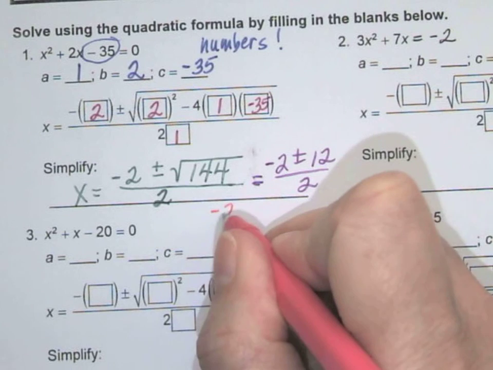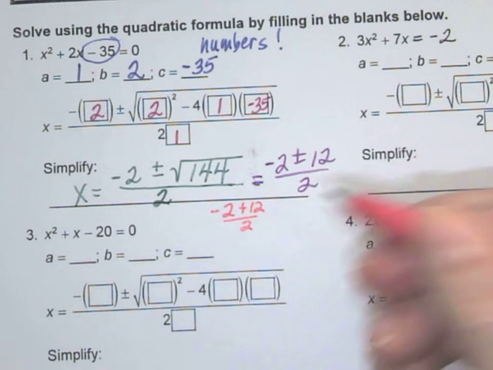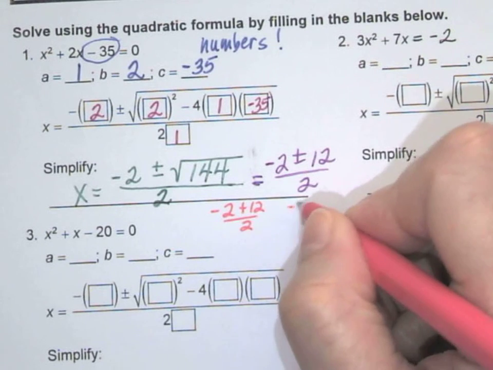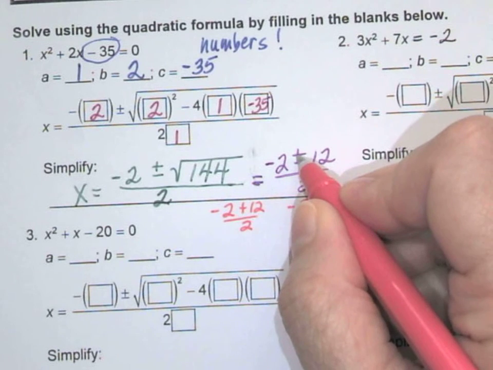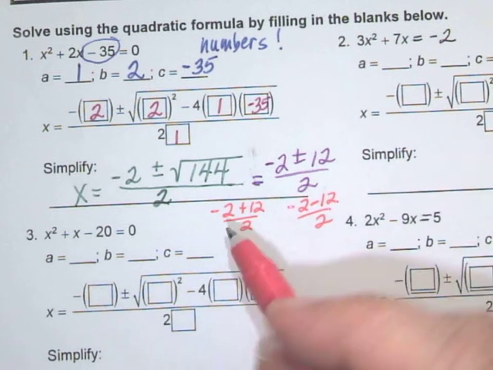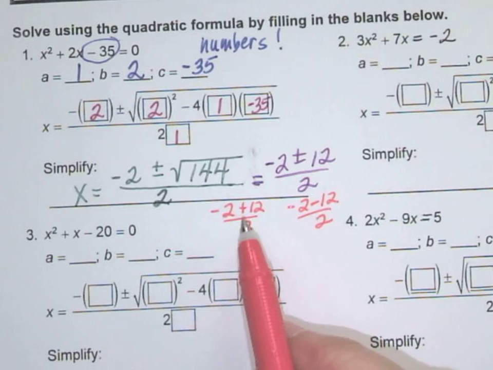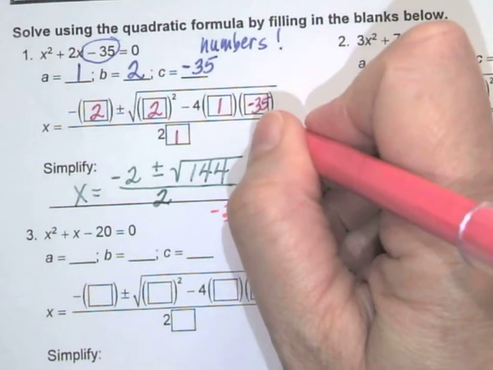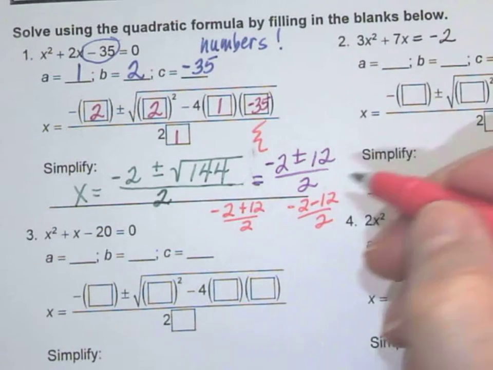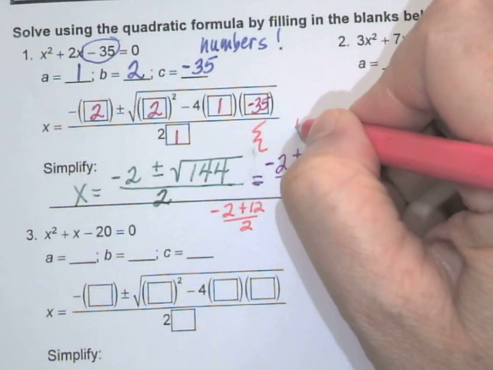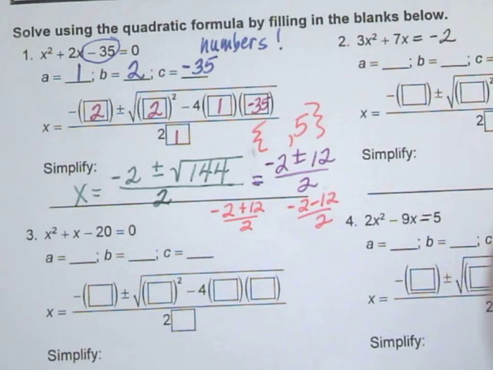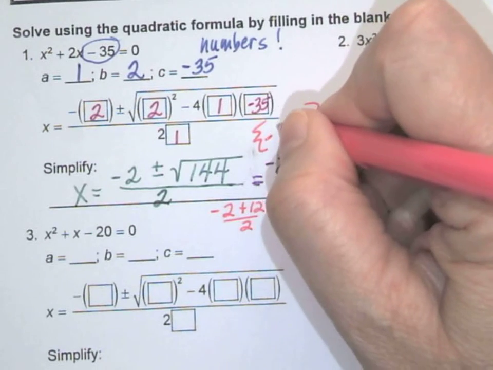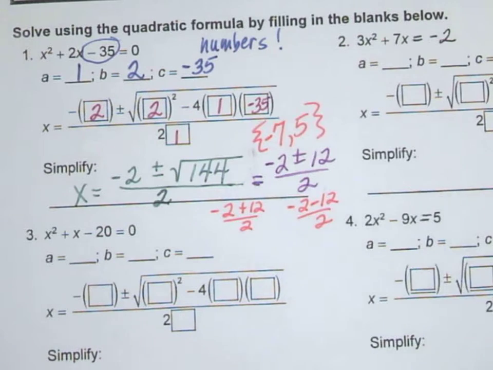I have to do negative 2 plus 12 over 2. And then I have to do negative 2 minus 12 over 2 because I'm doing the plus answer and the minus answer. So negative 2 plus 12 is 10. 10 divided by 2 is 5. And then negative 2 minus 12 is negative 14. Negative 14 divided by 2 is negative 7. Those are my two answers.